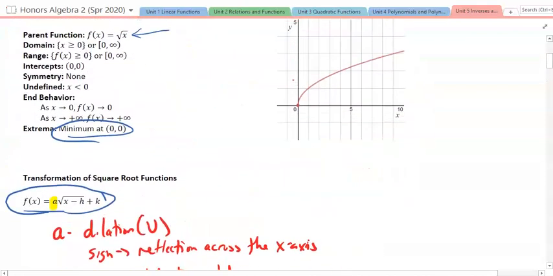I want you to look at a couple of points that happen. Obviously, we have the origin. We also have this point at 1, 1. We have this next point at 4, 2. And this fourth point at 9, 3. Because the square root of 9 is what?